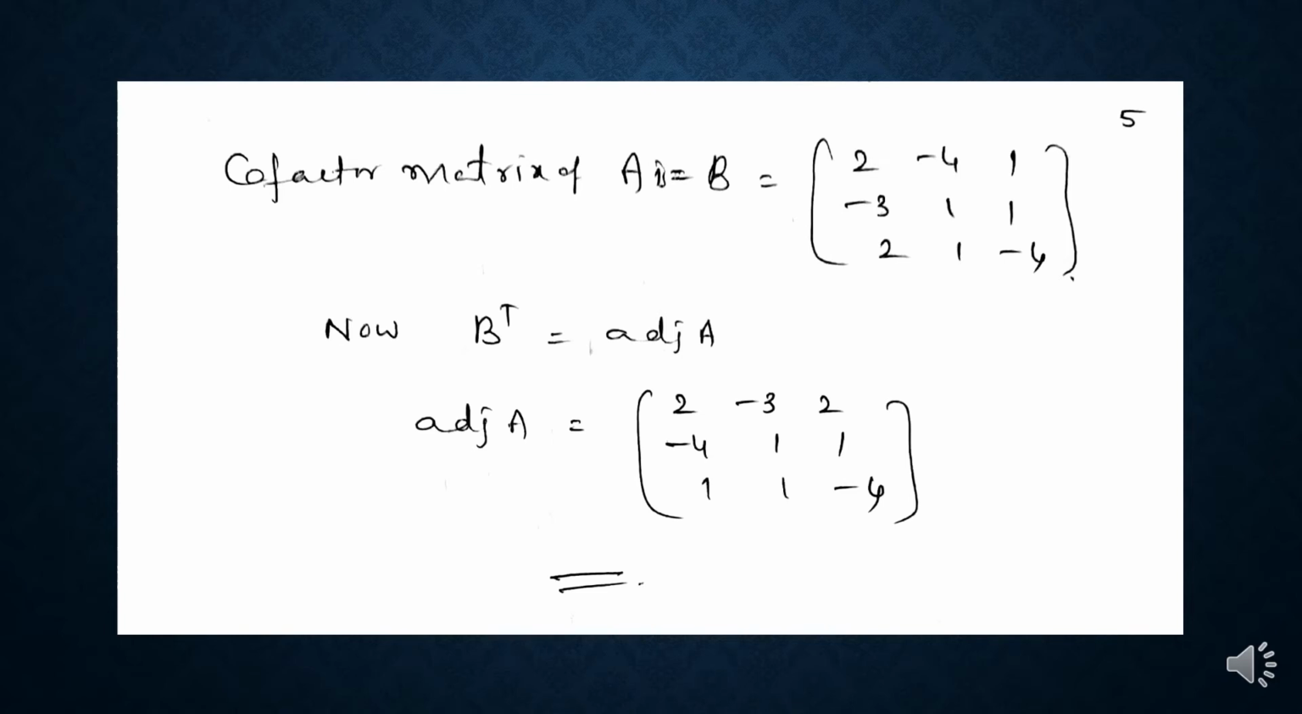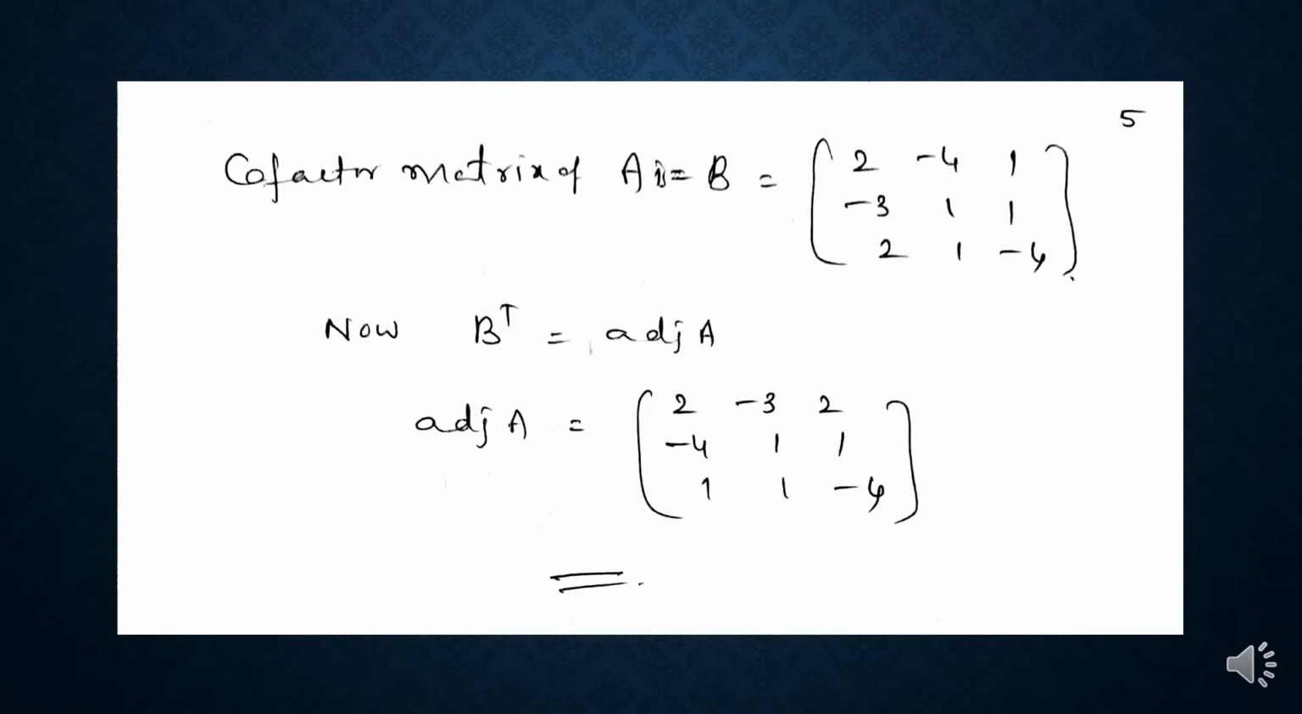Then what is adjoint A? Adjoint A is equal to B transpose. By transposing this matrix we will get adjoint A. That is, the first row becomes the first column, 2 minus 4 1 becomes 2 minus 4 1, and the second row becomes the second column, minus 3 1 1, and 2 1 minus 4 becomes the third column. So this is the adjoint A.